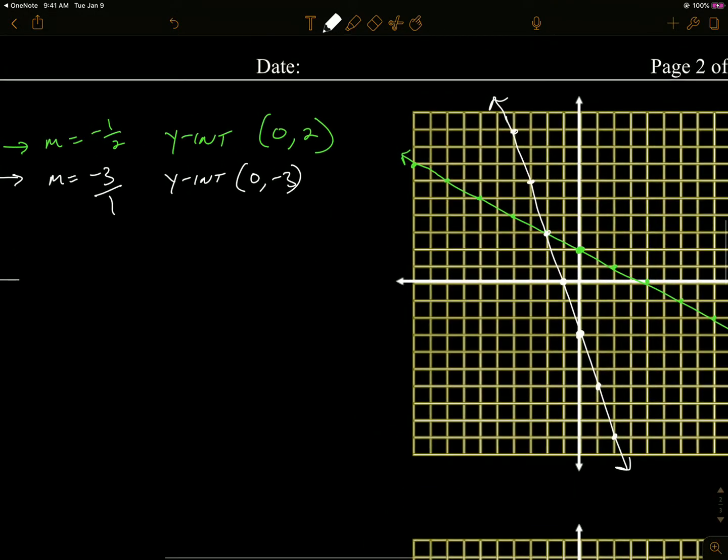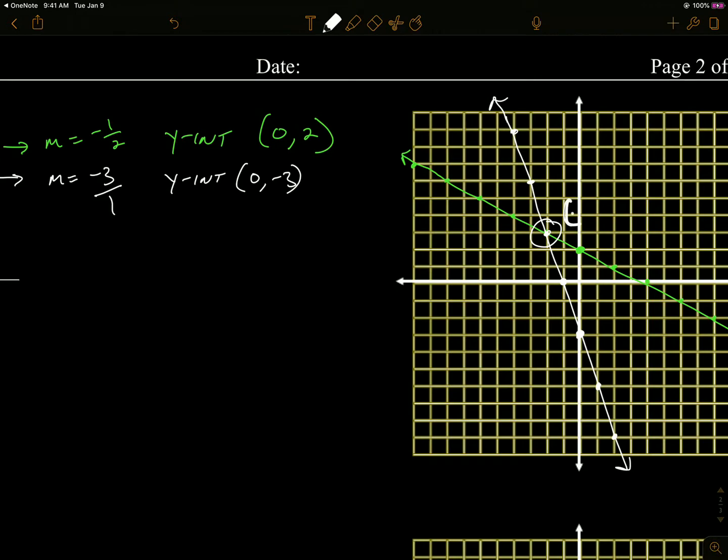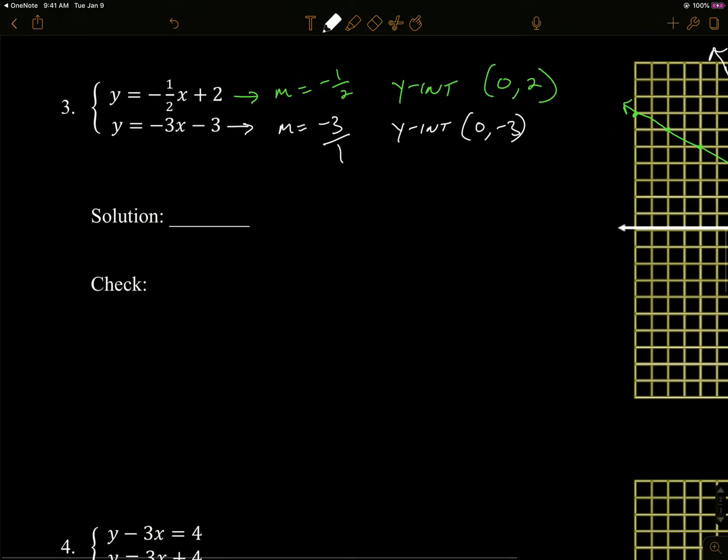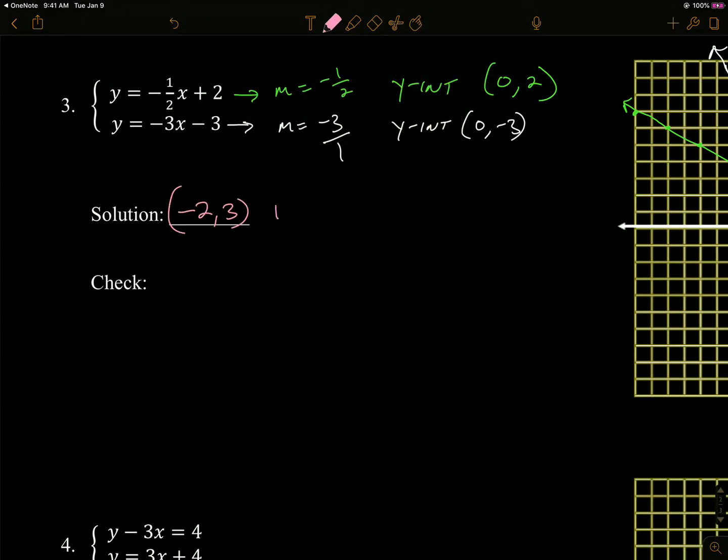I can see the lines do intersect. They intersect right here at that point. That point is (-2, 3). (-2, 3) is the solution, because it is the point that lies on both lines. That's how we figure it out graphically.